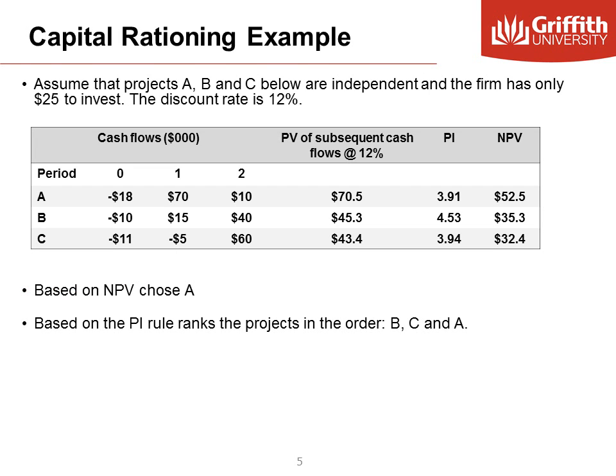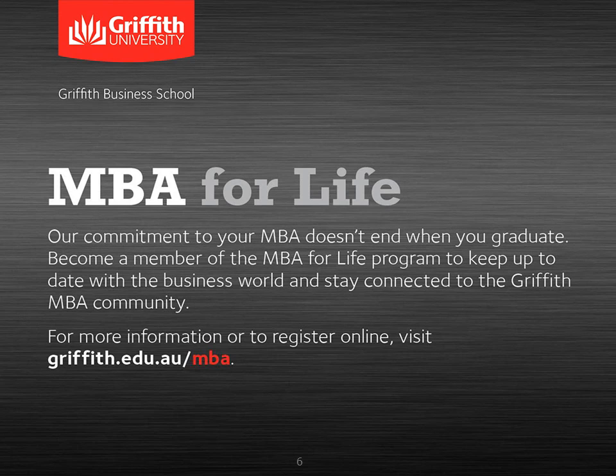For example, this company has 3 independent projects with positive NPV, but only has $25 to invest. Based on the NPV rule, the firm can choose Project A as it creates more value for the company. However, due to low funds, we apply the PI rule and rank projects based on their benefit per unit of cost. In that case, the firm will pick first B, then C, and ultimately A. This concludes this module.